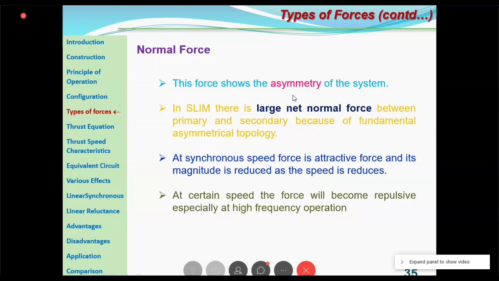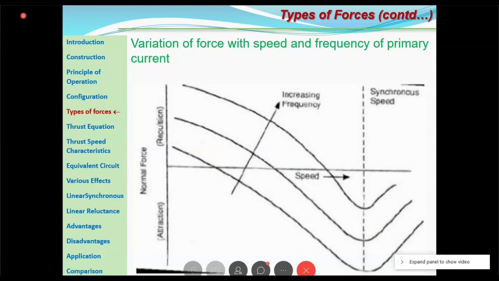When you are considering a single linear induction motor, there will be a large net normal force, because it is not a double primary, it is a single primary. So there will be a normal force experienced between the primary and the reaction plate. The attractive force will be there, and sometimes there will be a repulsive force. So we will see the attractive force and the repulsive force.